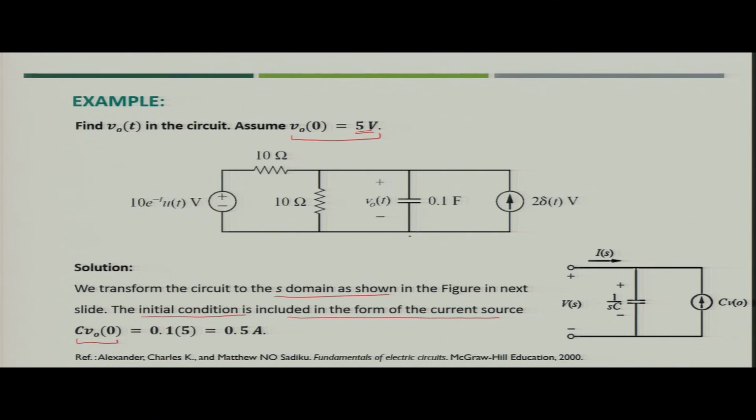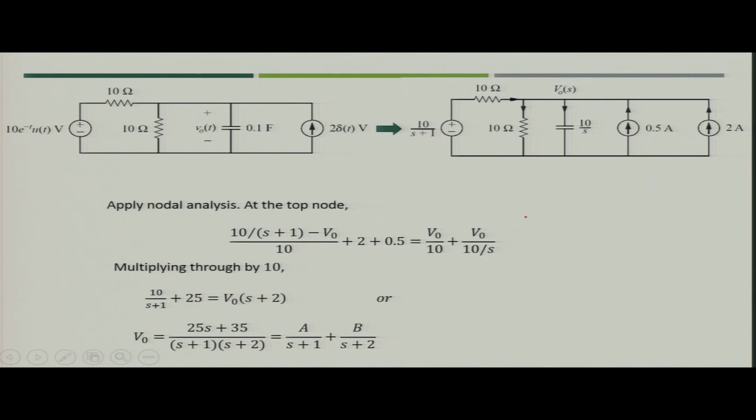So, now when you use Kirchhoff's current law, you have to convert this capacitor into its equivalent S domain. This term will be converted into 1 upon S C, and in parallel with it you will have a current source of value C V naught. V naught is given as 5 volt, C is given as 0.1 F. So, C V naught is nothing but a 0.5 ampere current source. Now, using this circuit, you can transform the complete circuit into the S domain, as shown in the figure.